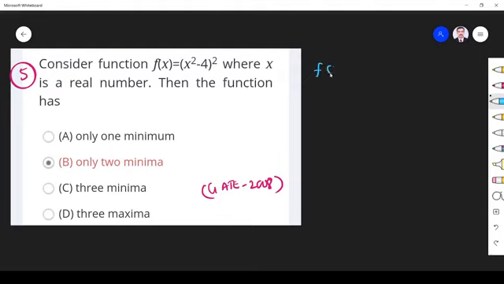Okay, let us see. f of x is given as (x squared minus 4) whole squared. Whenever you want to solve the problem, please refer to the procedure from my video on maxima and minima. There I explain how to solve the problem.